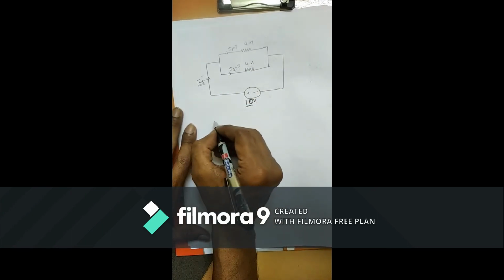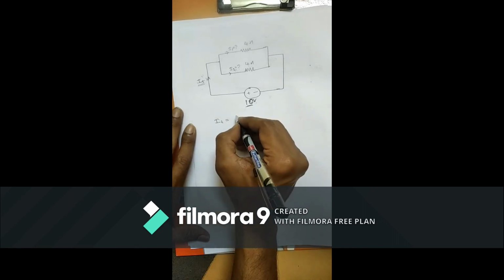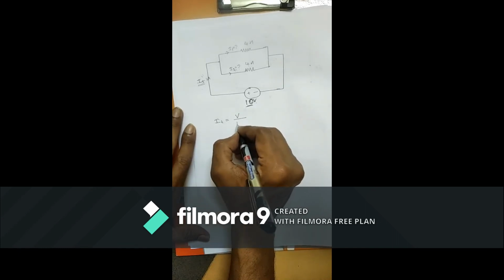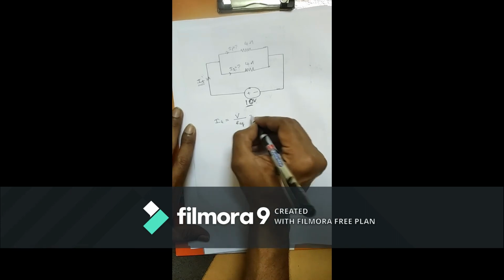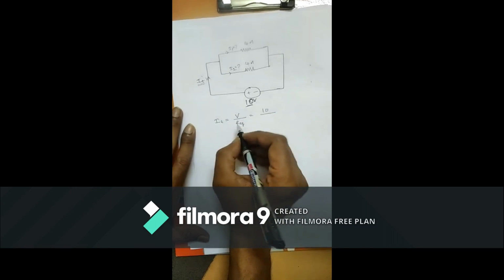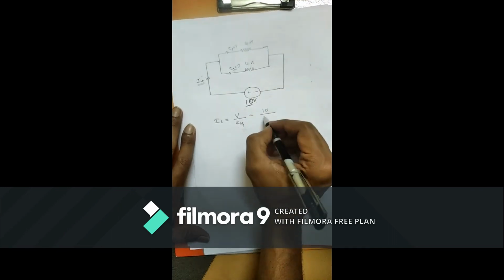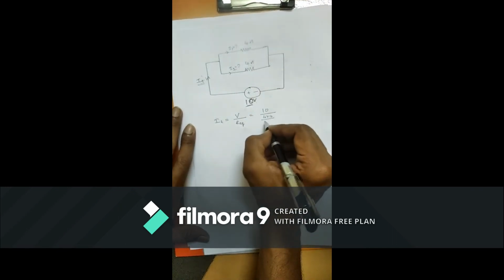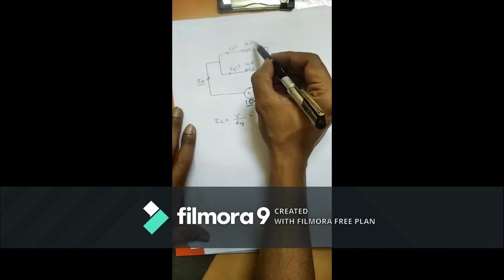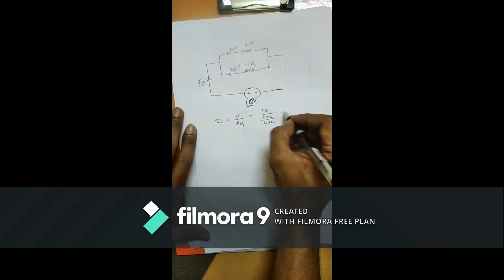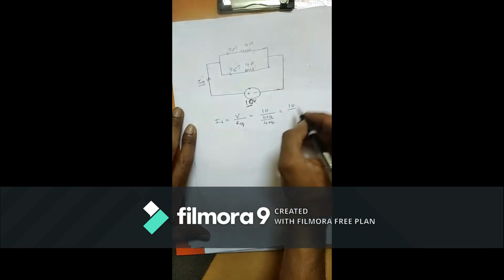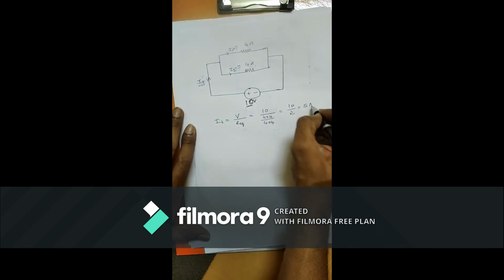So first you find the total current present in the given network. The total current IT, by Ohm's law, is the total voltage divided by R equivalent. Here the total voltage is 10 volt, and the equivalent resistance: 4 ohm and 4 ohm are connected in parallel, so it is 4 into 4 divided by 4 plus 4. In a parallel combination, if two resistances are equal, the equivalent resistance will be half of this. So the equivalent resistance is 2 ohm, and the total current is 5 amperes.